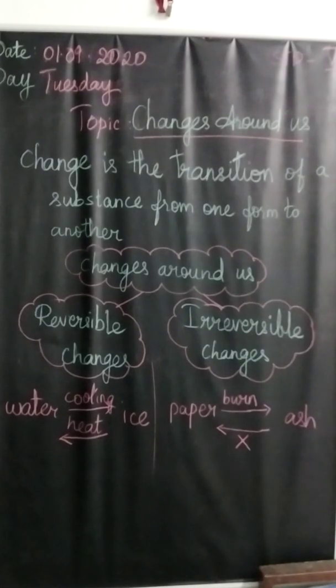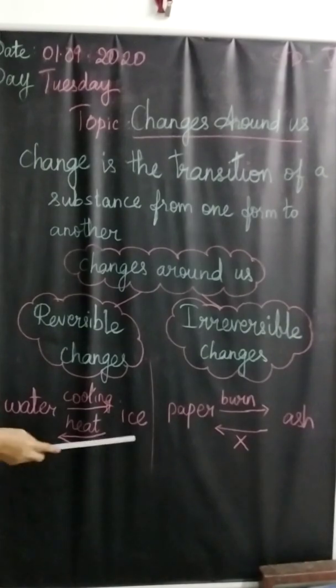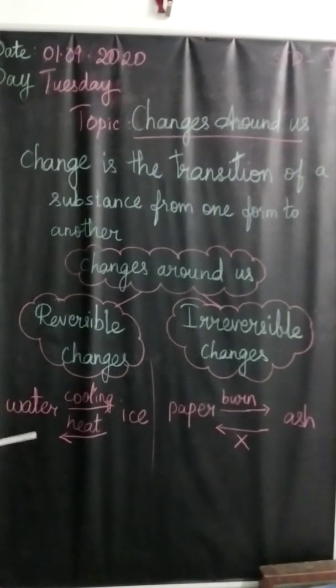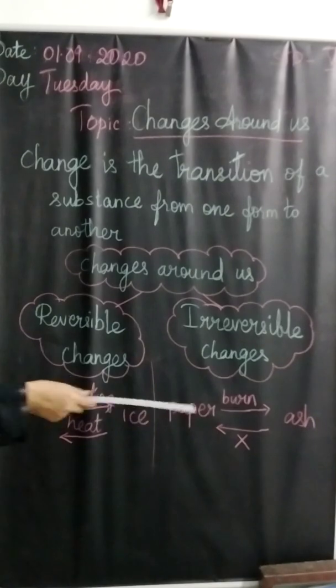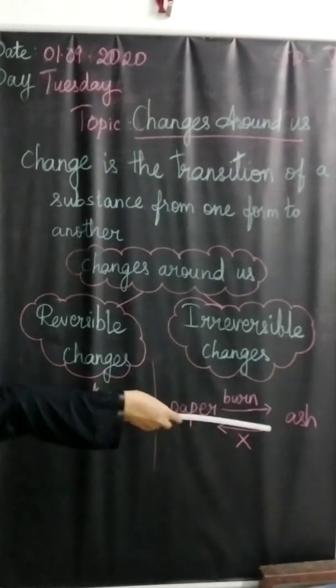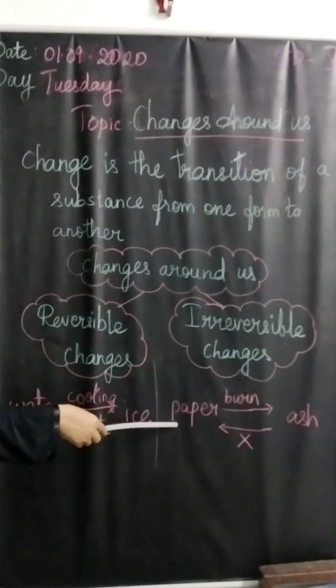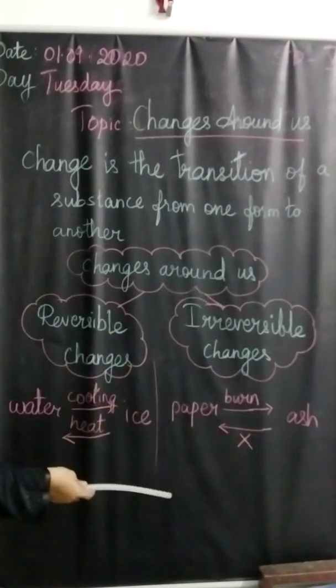When a substance turns into its original state, that is, again this water freezes into ice, it becomes its original state. So this change is reversible. But this substance cannot change into its original state. That is, ash cannot come back to its original state, paper. So this is irreversible change.